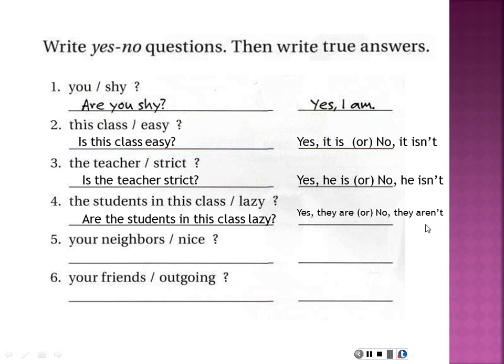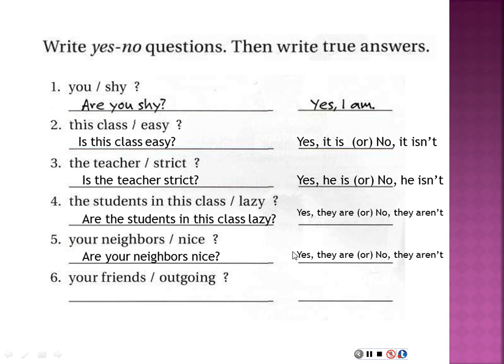Another contraction here. Number 5, your neighbors, جيرانك, nice, لطفاء. Okay, so your neighbors, we have plural here, so we use are. So are your neighbors nice? The answer, before I show it, think about it. Yes, they are, or no, they aren't. So they replaces your neighbors, and are, we use it with they. Again, the same as the previous sentence. هي مشابهة للجملة اللي قبلها.